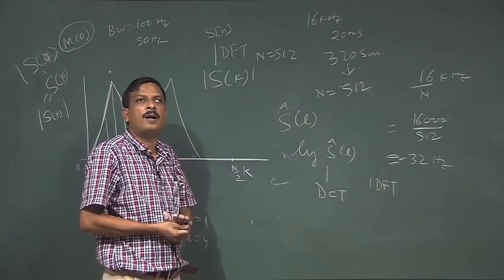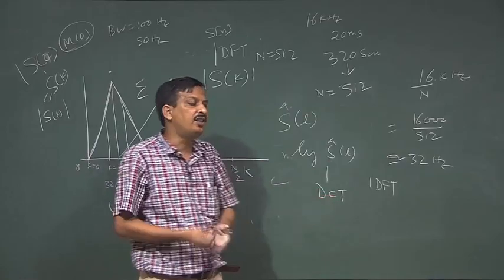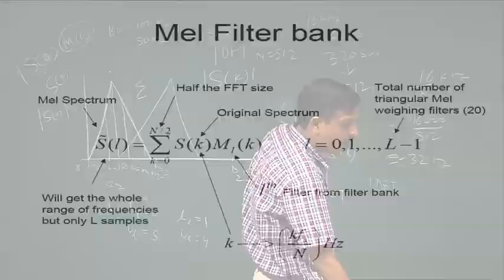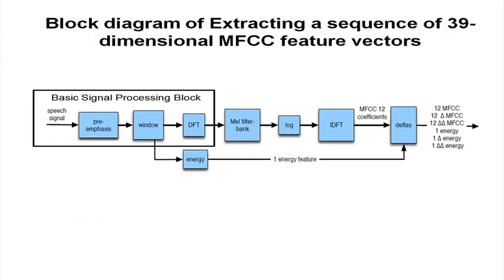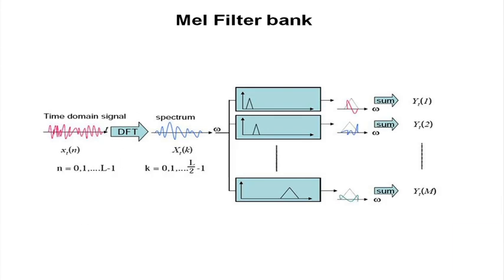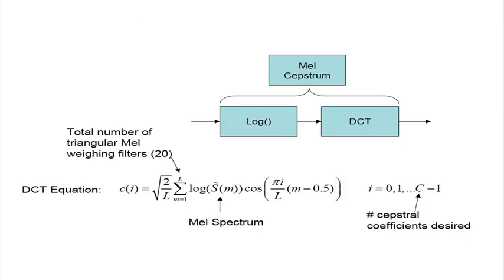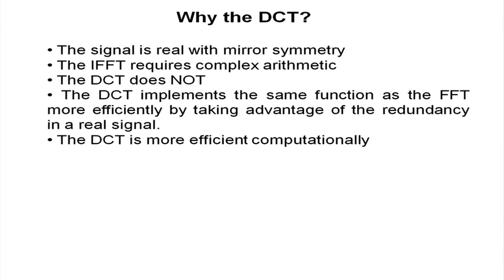Okay. Instead of IDFT I take the DCT. So, the complete block diagram of MFCC, the MFCC equation. This block diagram contains IDFT. IDFT can be easily replaced by DCT, discrete cosine transform. Okay. Why do we use DCT? This is the reason.